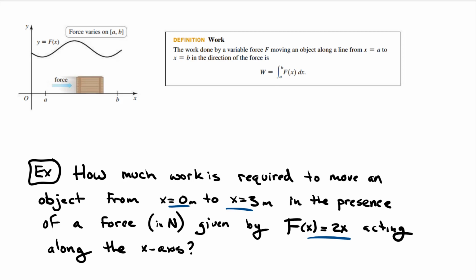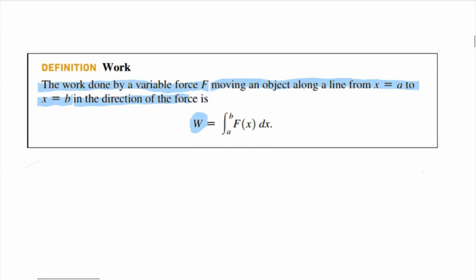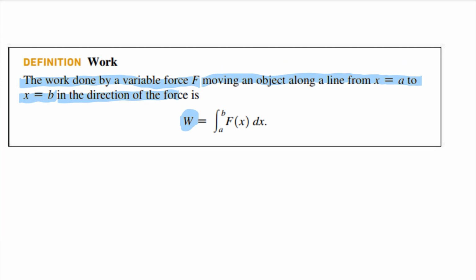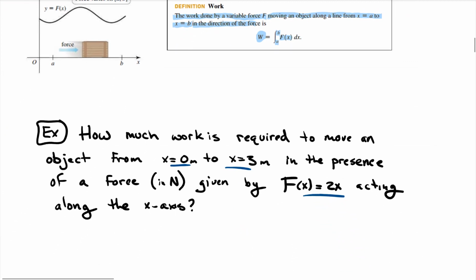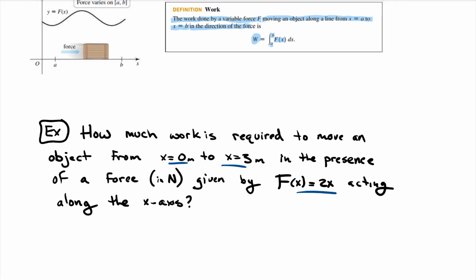The work done by a variable force, F, moving an object along a line from x equals A to x equals B in the direction of the force, well, we'll say the work is the integral from A to B of that force function. From A to B of our force function. And of course, we're going to do this all in terms of x. So let's see an example. Now, this is very rudimentary. Do not expect anything like this on exams. This is just to get us started.